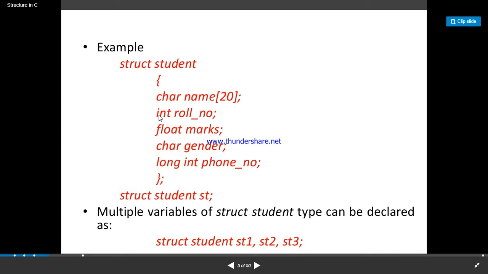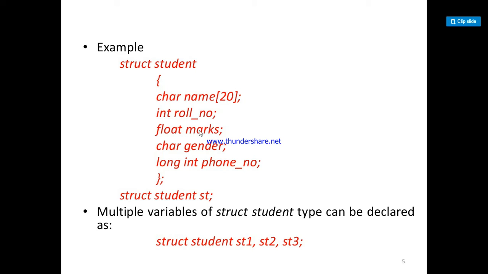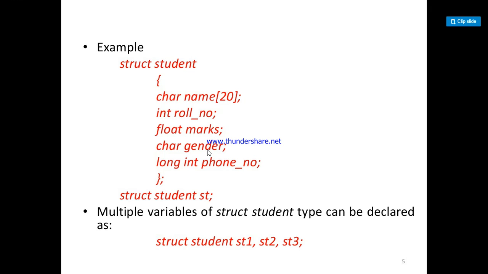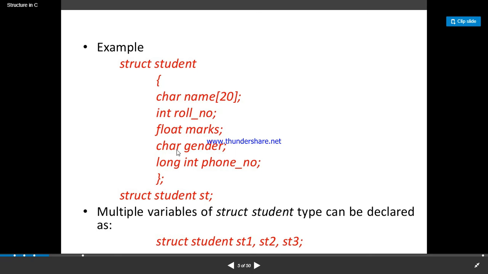Roll number is an integer type of value, so it is declared as the integer type of data. And then marks, we may give the marks in decimal points, so here we declare the marks as the float data type. Gender we can represent by F and M. A single character is enough for that, so we declare it as the char type of data. And then phone number, it should contain a 10-digit number, so here we declare this as long int. At the end of the structure we give the semicolon mark.